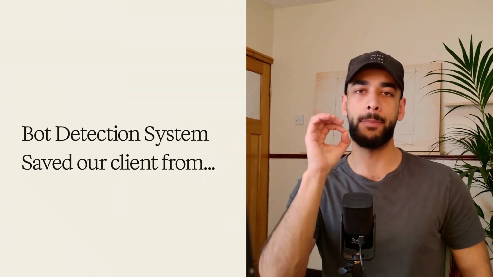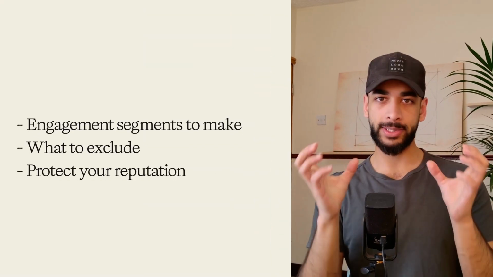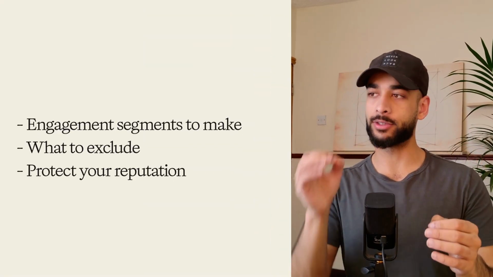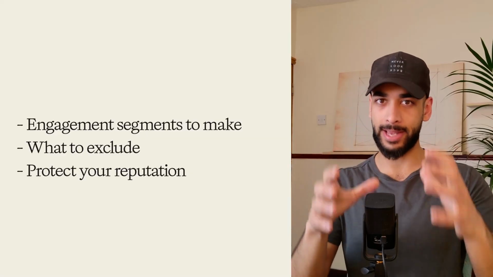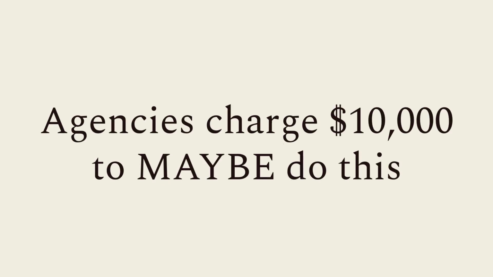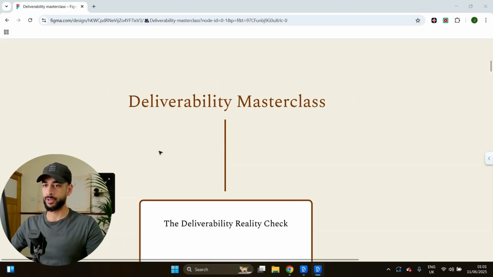Plus, I'll show you the bot detection system that saved one of our clients 20,000 fake signups, which would have plummeted their deliverability, and the engagement segments you need to make and exclude from your campaigns and your flows so that your reputation is safe forever. This is the stuff agencies charge $10,000 to maybe do, but you're getting it for free. Hello, so this is the masterclass.